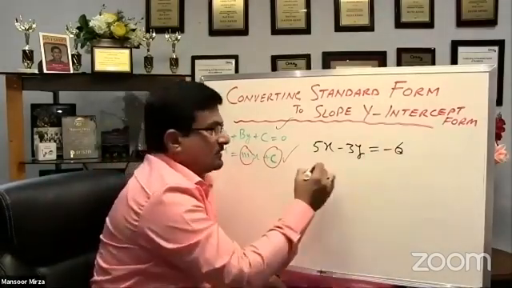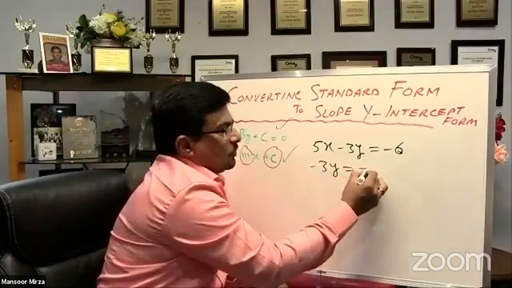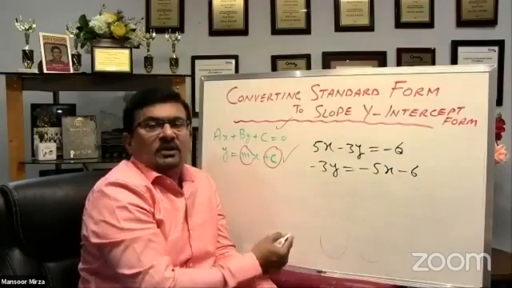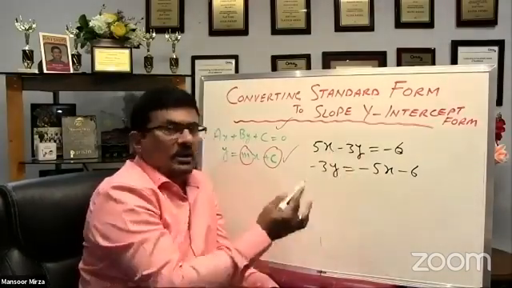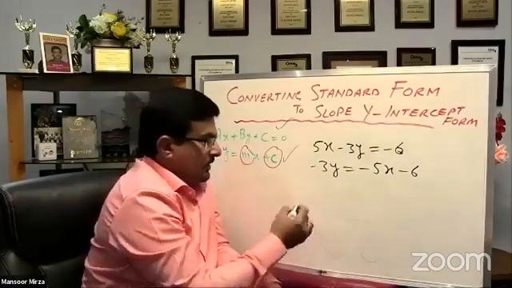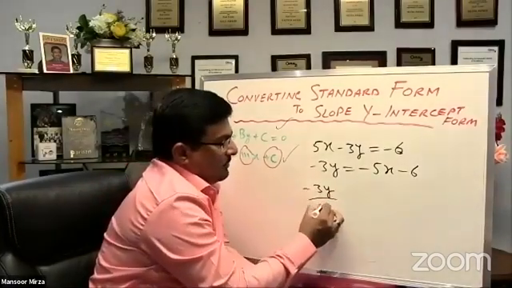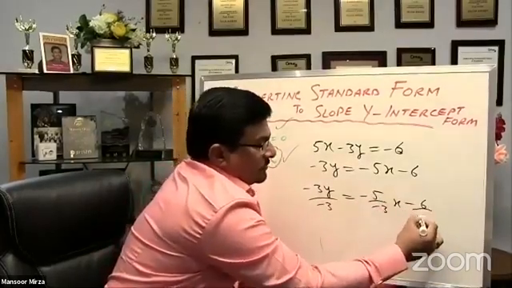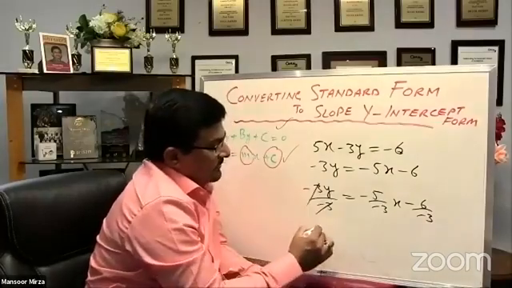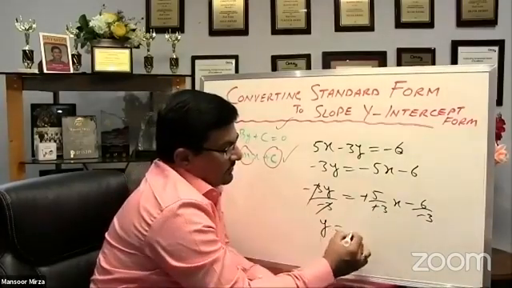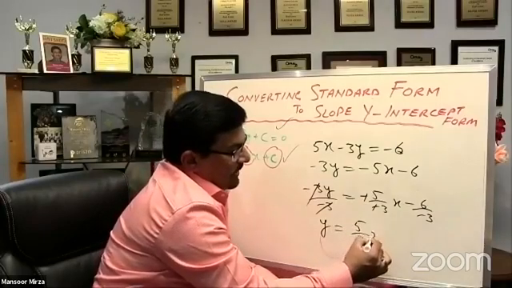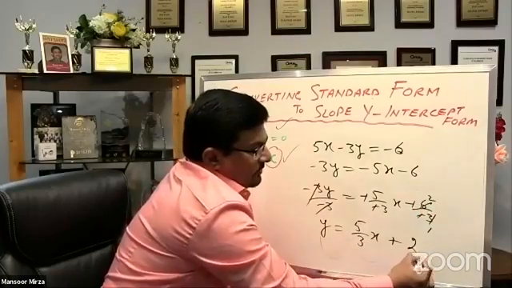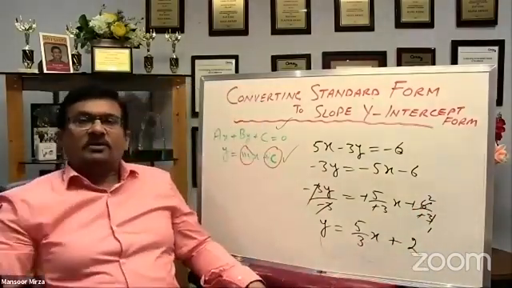So I'm going to move 5x. So I'm left with minus 3y is equal to minus 5x minus 6. Now I need to get rid of this minus 3. So I'm going to divide the whole equation by minus 3 so that I can get rid of this minus 3. So minus 3y divided by minus 3, here minus 5 over minus 3 x, minus 6 over minus 3. This cancels, so y is left, equal to 5 by 3 x, and this is positive now. 3 twos are 6, and I'm left with 2. So my Y-intercept format is complete.